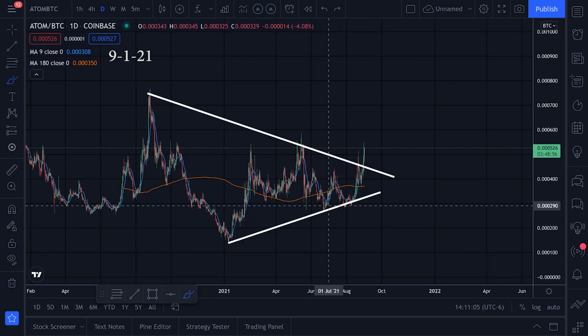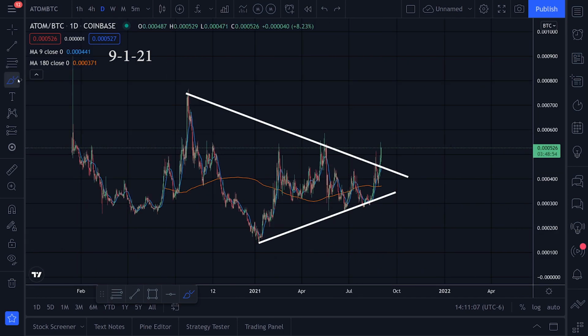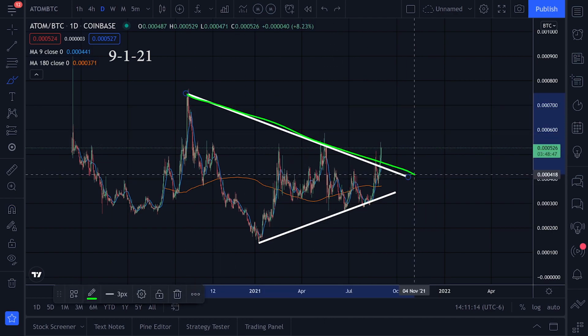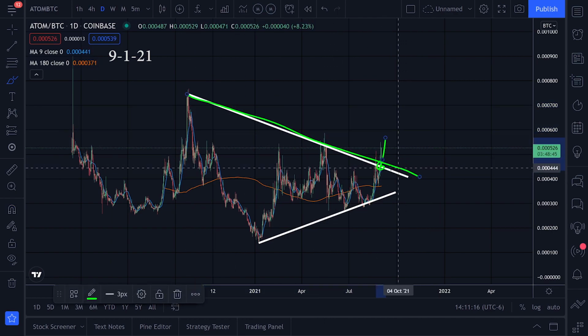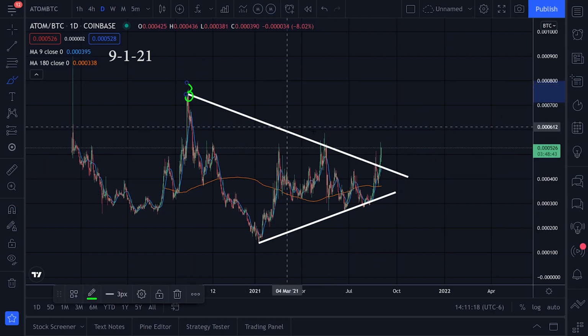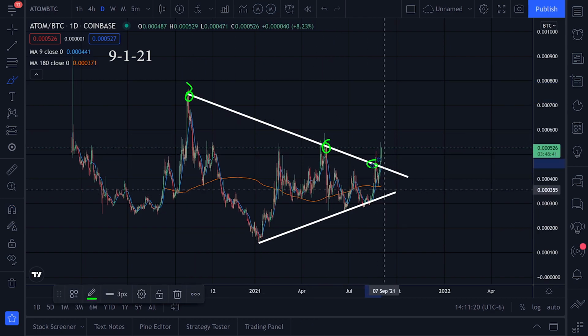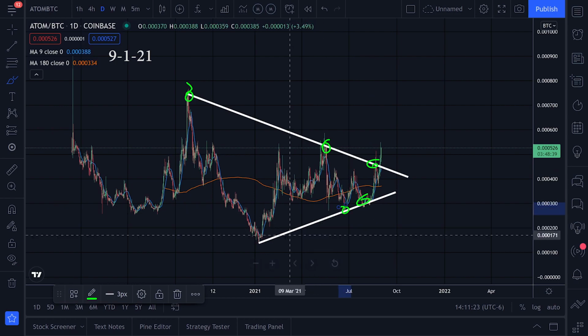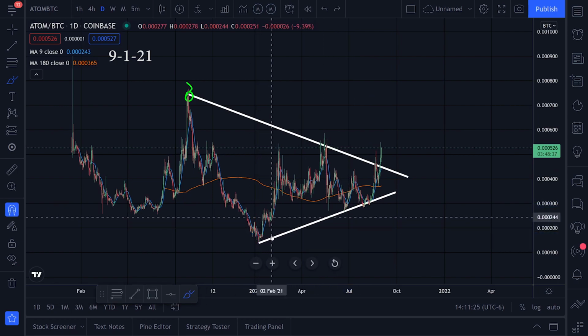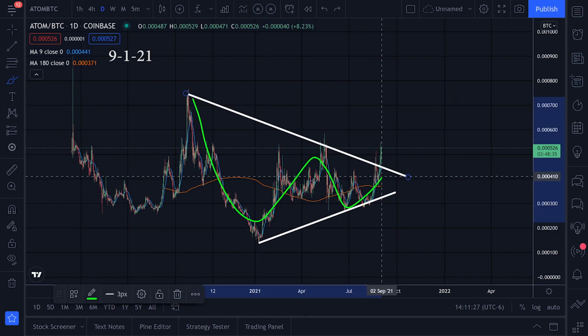All right, so we're looking at the Atom to Bitcoin chart, and if this chart is going up, that's good for Atom. Right now, I'm looking at this resistance line right there we had, and it looks like it's breaking out to the upside right there. We had resistance right here, we had resistance right here, and we had resistance right here. We had support right here, and right here. I'm looking at basically a triangle pattern, something like that.